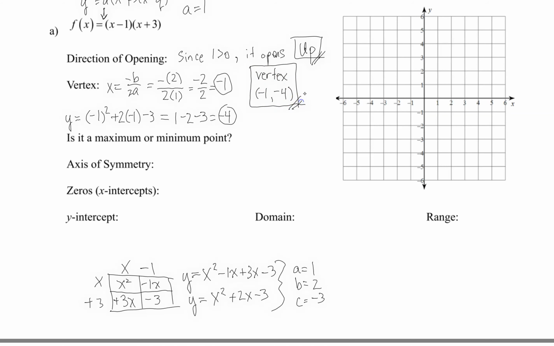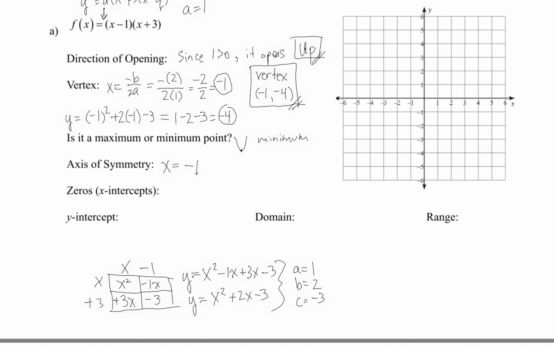So that is our vertex. I'm going to put a little box around that to mark that as an answer, which is the vertex. Then we ask, is it a maximum or a minimum point? Since it opens up, the vertex will be at the bottom of that, so it's the lowest point, and so we would say this is a minimum. And the axis of symmetry is just the x-coordinate, so I'd say x equals negative 1.